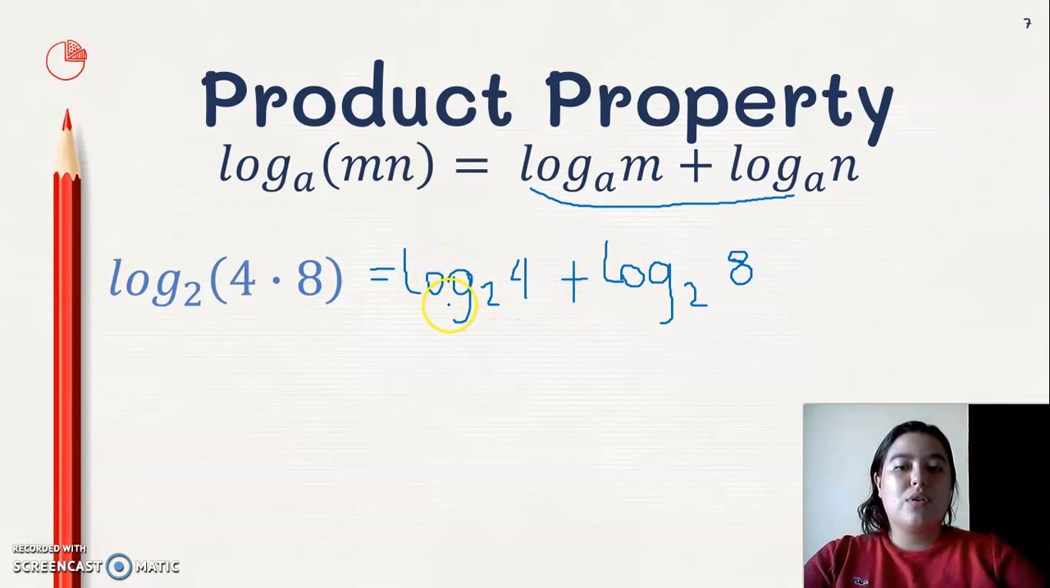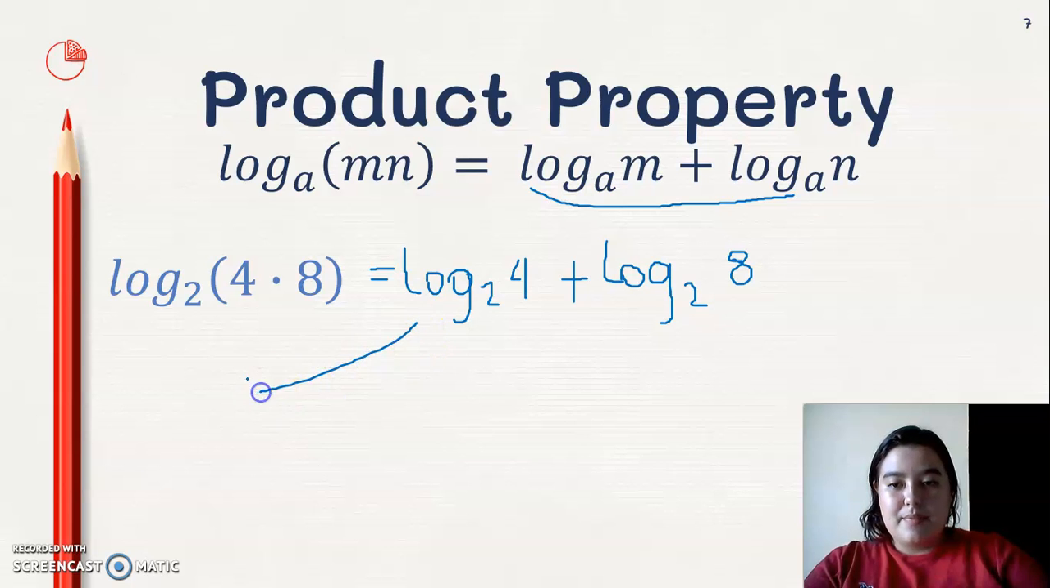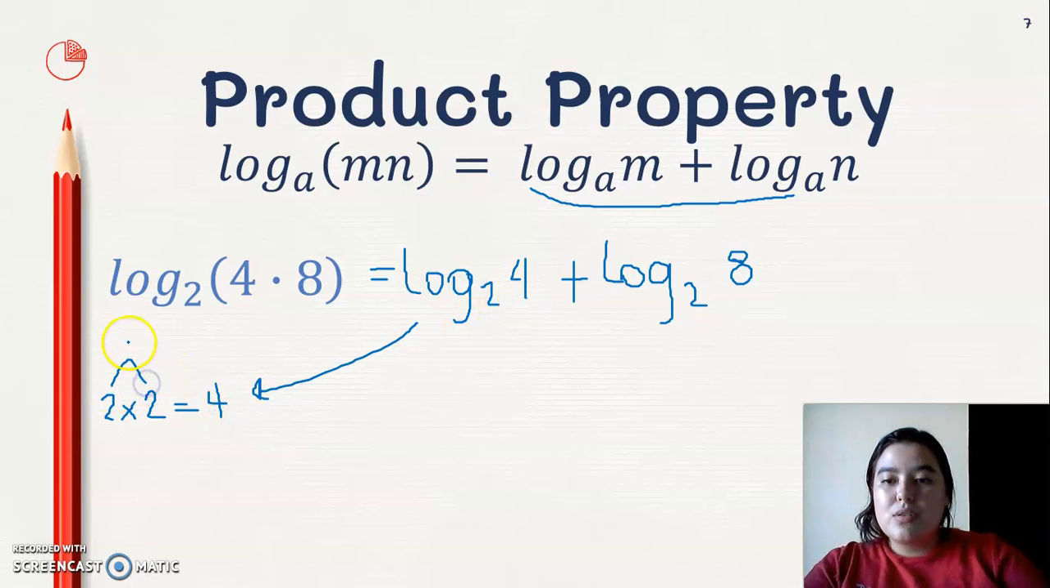So now we have to know what log base 2 of 4 plus log base 2 of 8 is. Log base 2 of 4 is the number of times that we have to use 2 to have a solution of 4. For example, 2 times 2 equals 4, okay? We have 4 here and 4 here. So how many times do we use 2 to have 4? 2 times. So log base 2 of 4 equals 2.